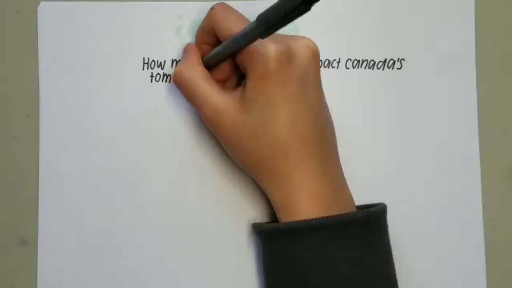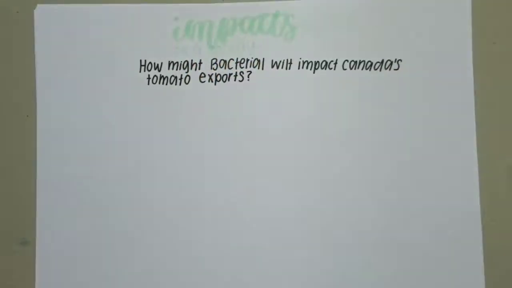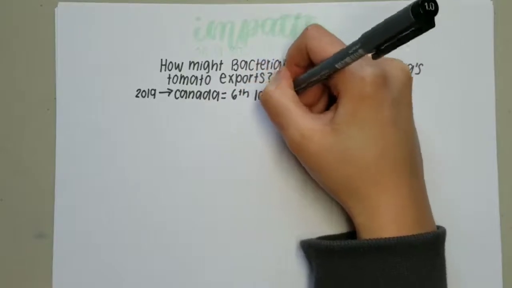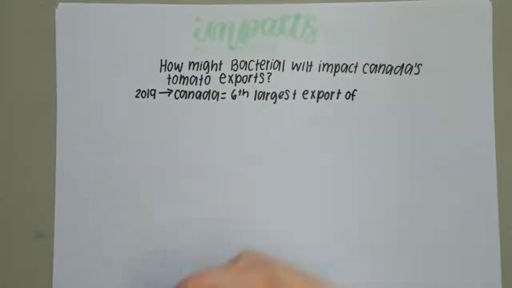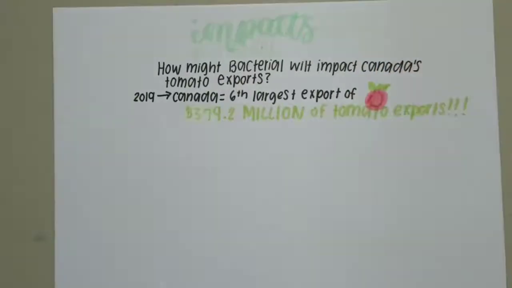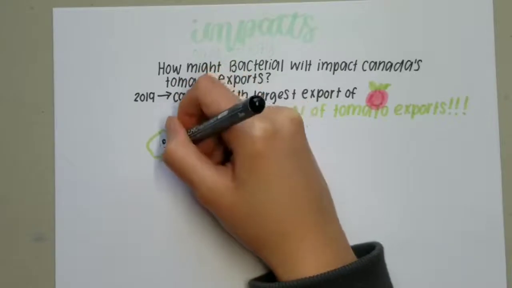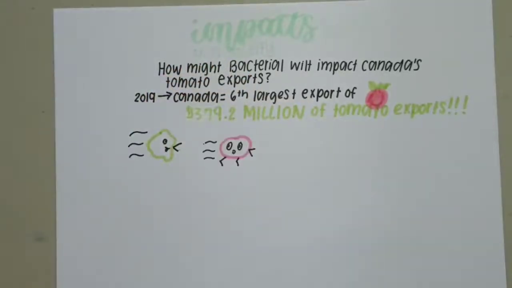Now I'll discuss the impacts that this disease has on a society. My inquiry question is highly related to this piece of information, so now I'm going to introduce it. It's important to note that in 2019, Canada was the 6th largest tomato exporter worldwide, with a dollar value of $379.2 million. As I mentioned previously, bacterial wilt is very popular in tomatoes.